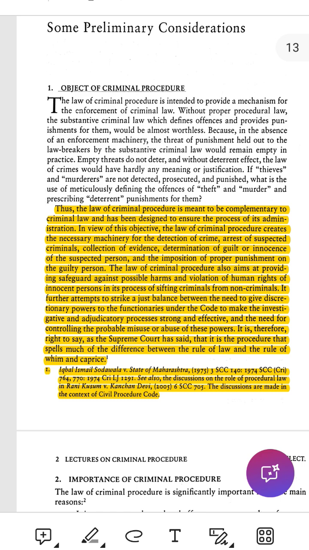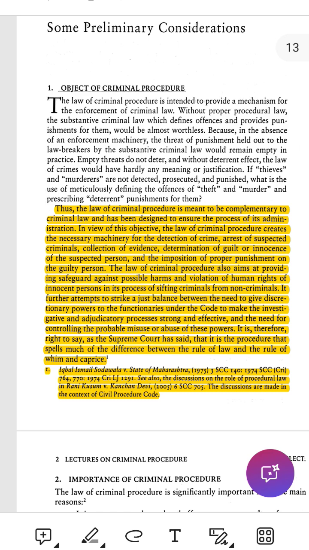Number 4, balance of power. Criminal procedure tries to balance 2 things. The police and courts need power to investigate and decide criminal cases. Without power, they can't catch or punish criminals. But at the same time, there must be control to make sure the police and courts don't misuse their power or act unfairly. This balance makes sure that the system is strong enough to catch criminals, but also fair to everyone.